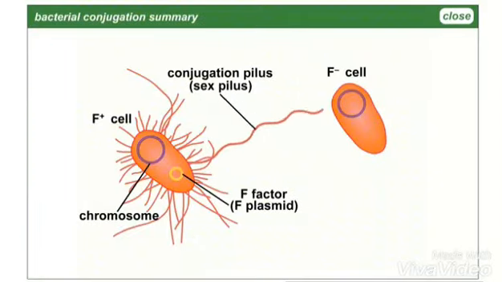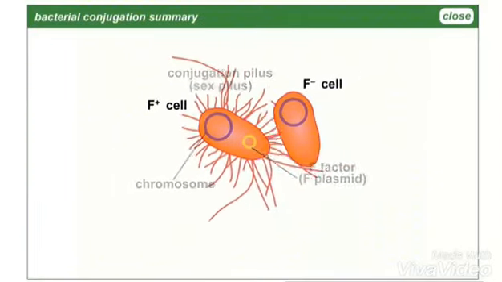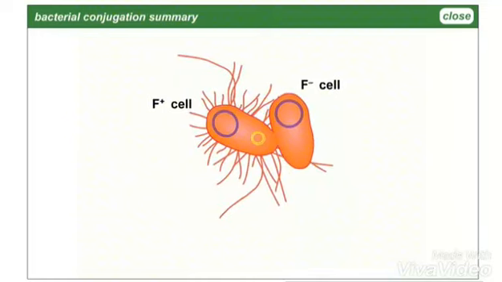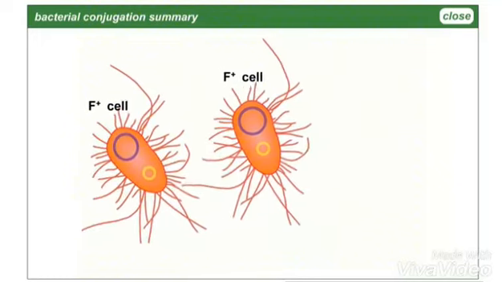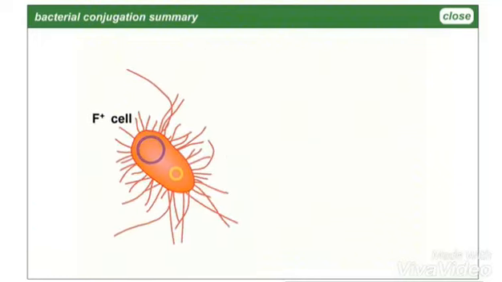During conjugation in E. coli, a plasmid is transferred from the F-positive cell to an F-negative cell. As a result of conjugation, the F-negative cell receives the F vector, becoming an F-positive cell.